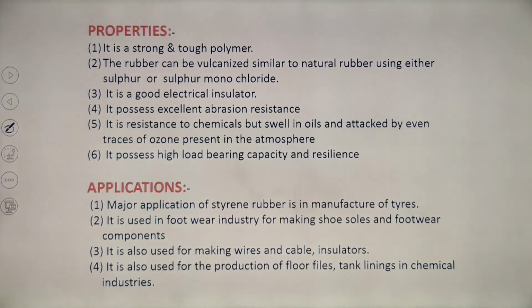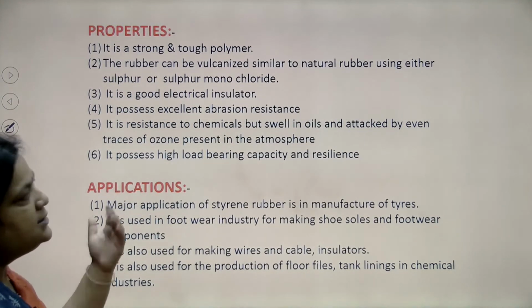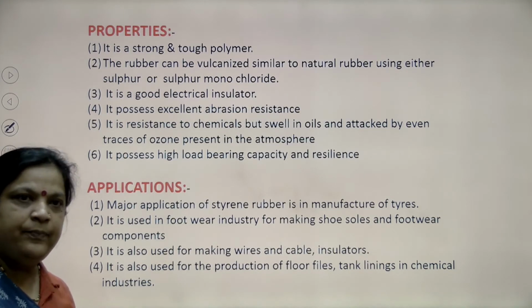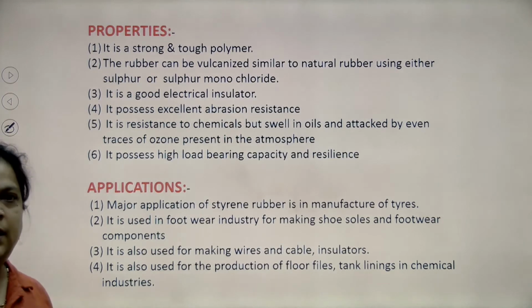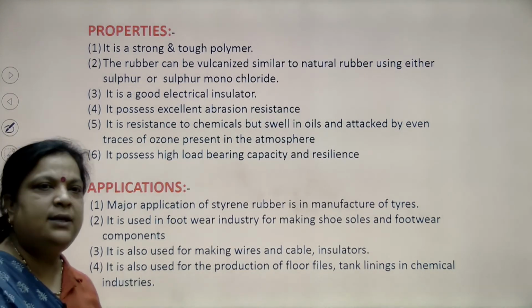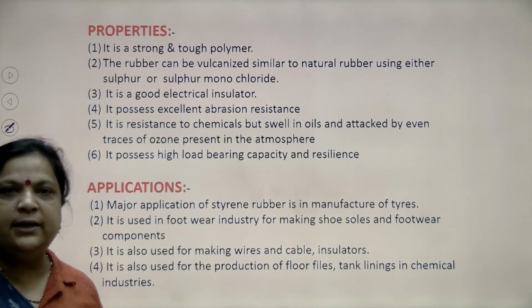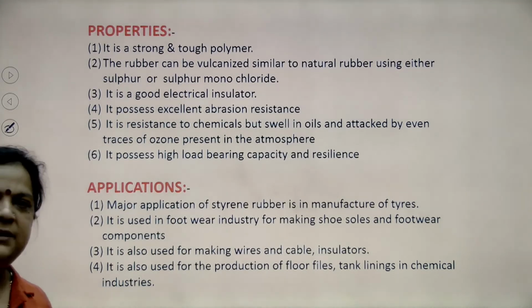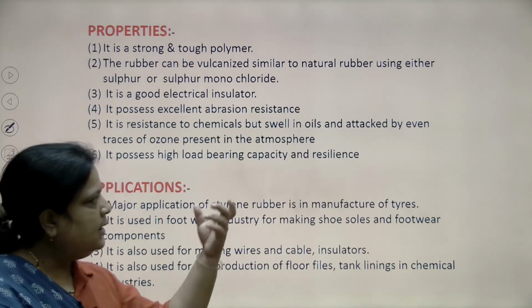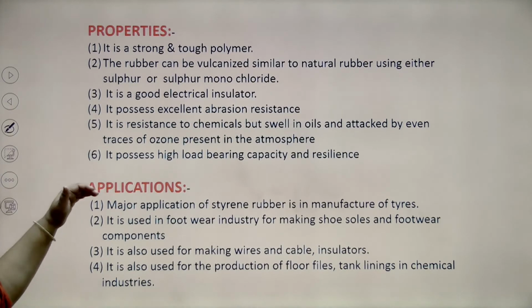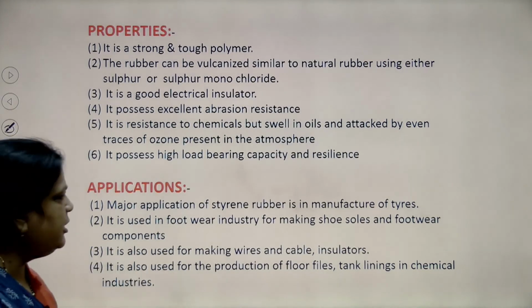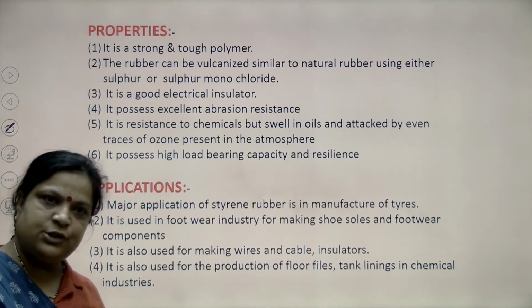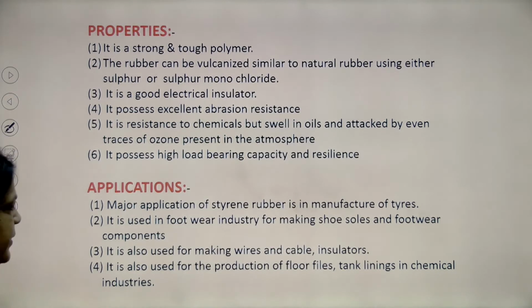Now, properties: it is a strong and tough rubber, and since a double bond is there, it can be vulcanized easily. It is a good insulator. It has excellent abrasion resistance. It is resistant to chemicals, but swells in oils and is attacked by traces of ozone present in the atmosphere, and it has very good load bearing capacity, and that is why it is used for making tires. And resilience means a wide temperature range. Because of these properties it is used in manufacturing of tires, in the footwear industry, especially for shoe soles, for making wires, cables and insulators, and it is also used for production of floor tiles and tank linings in chemical industries.